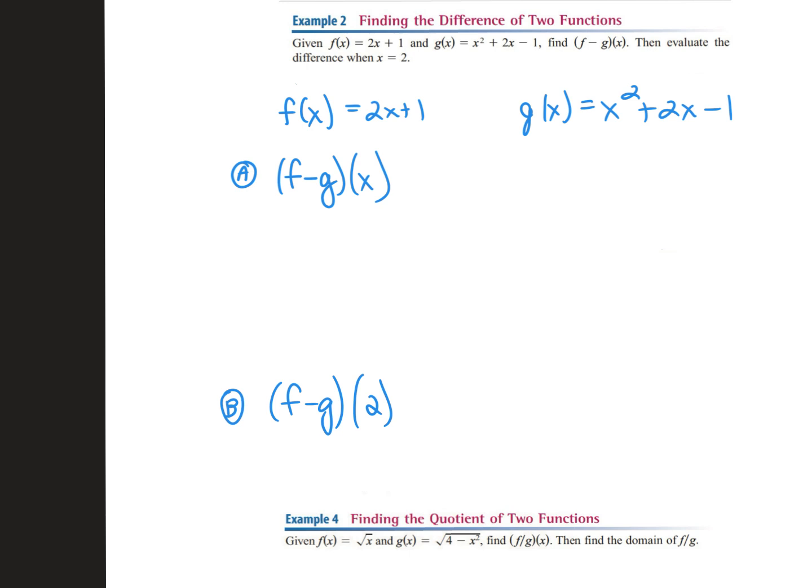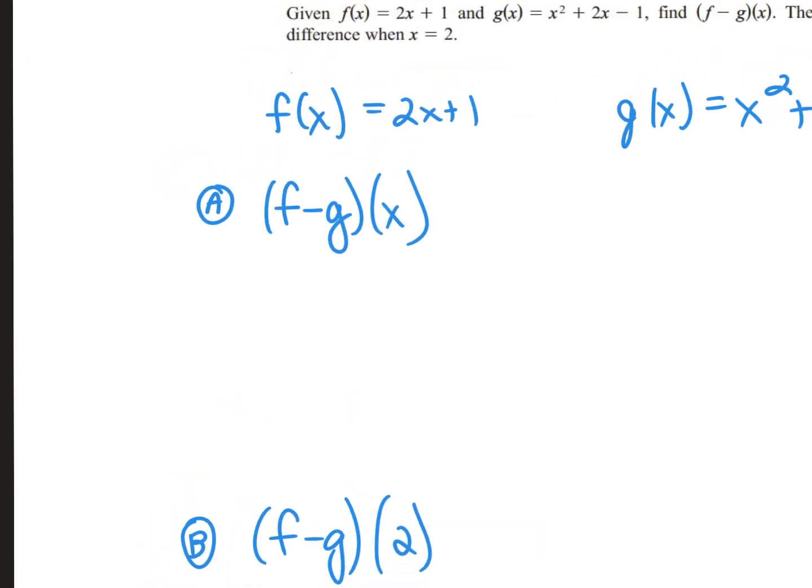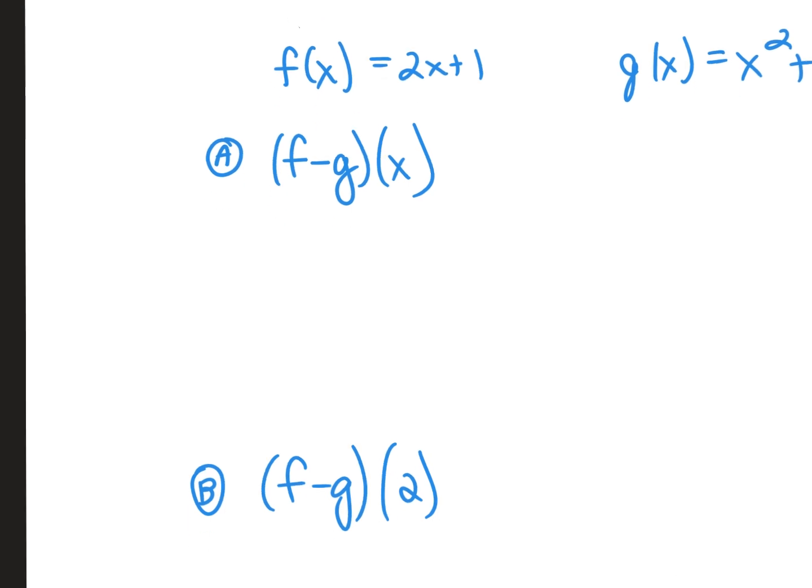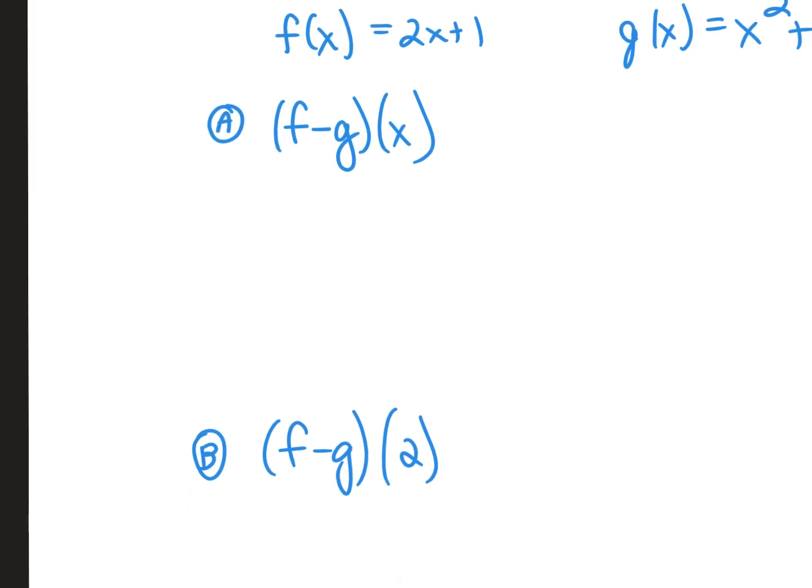Do I have any domain restrictions? Is there anything I can't add or subtract together? No. So I don't have to worry about that. So the first thing I do is say, okay, I'm taking the g function and taking it away from the f. Does order matter in this case? Yes. Look at the difference between A and B. What's in the little parenthesis at the end? In letter A, there's a what? There's a variable. In letter B, there's a what? A number. If you have a variable here, then you should have variables in your answer.